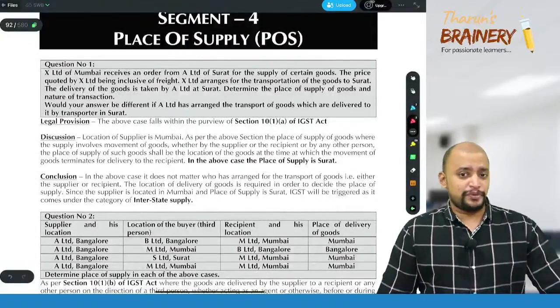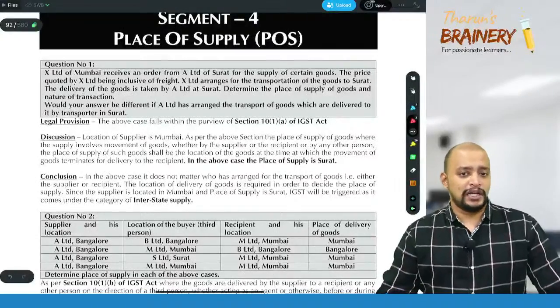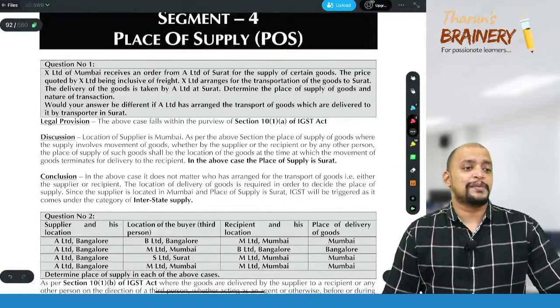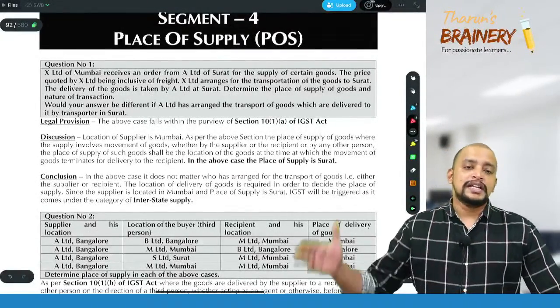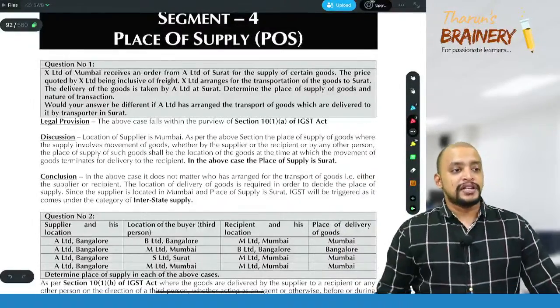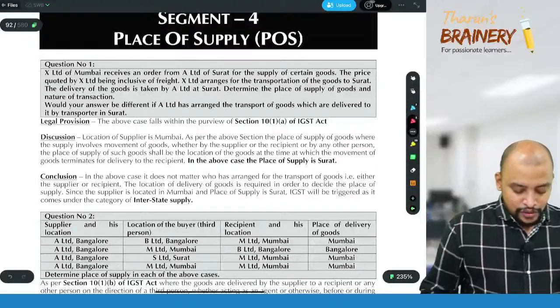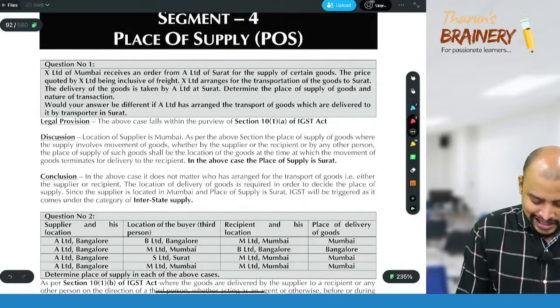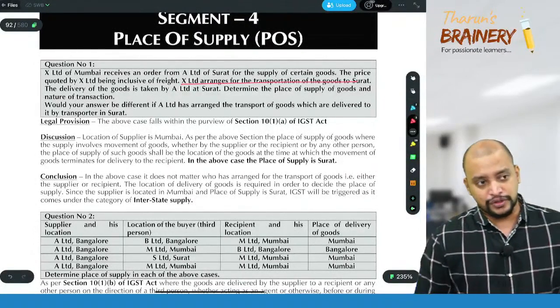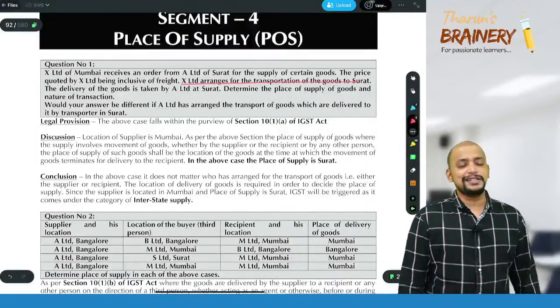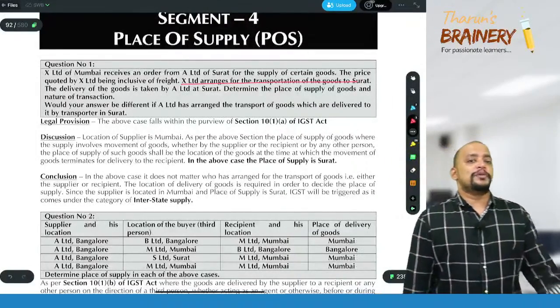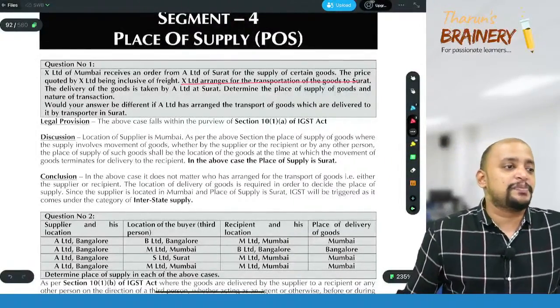Goods. Bill to ship to transactions? No, normal. Supply involves movement of goods or supply does not involve movement of goods? Supply involves movement of goods. Under the contract of supply, they agreed to deliver the goods. So X Limited arranges for the transportation of the goods to Surat, which means that it is supply involving movement of goods. What will be taken as a place of supply?